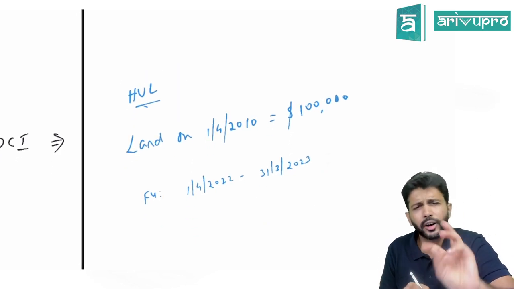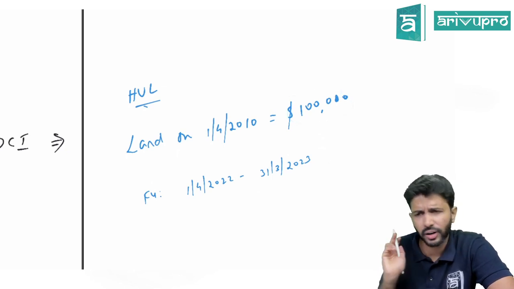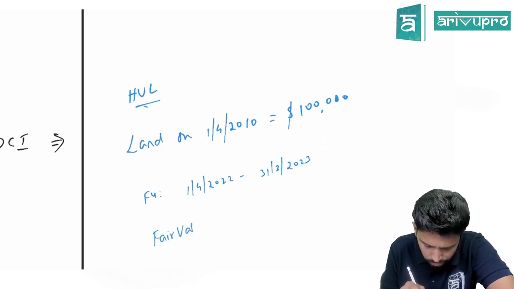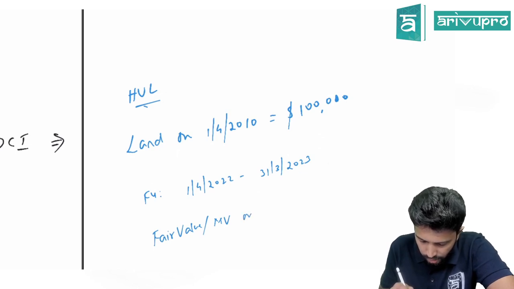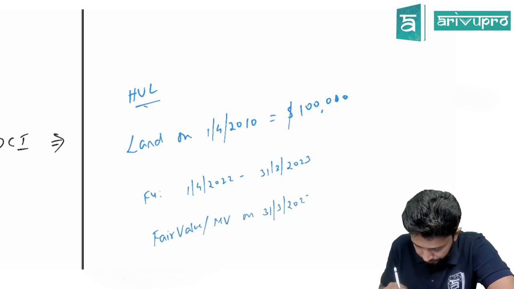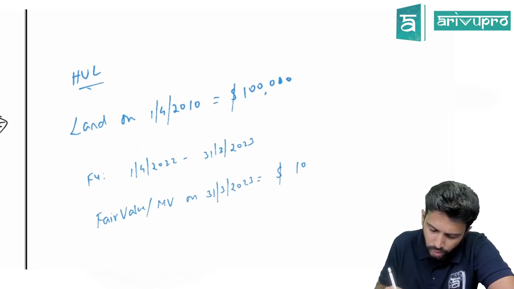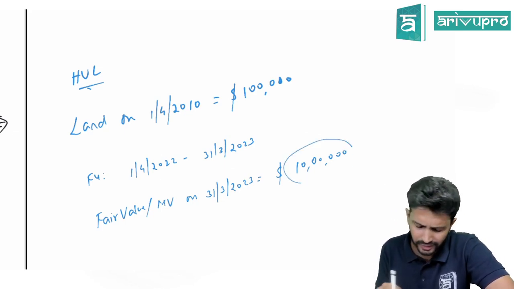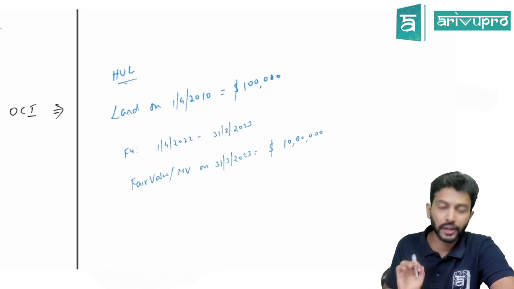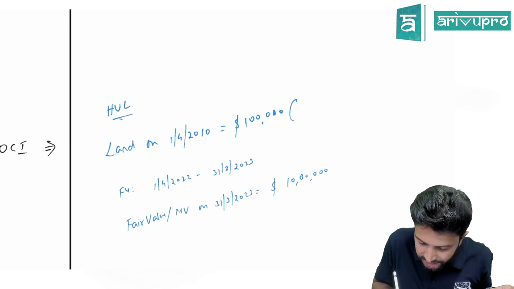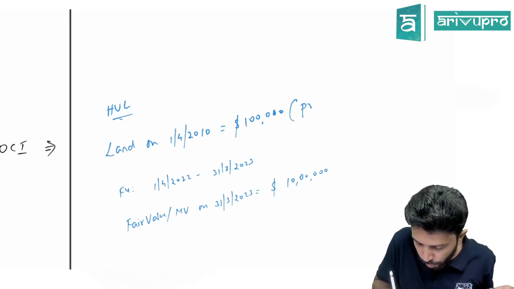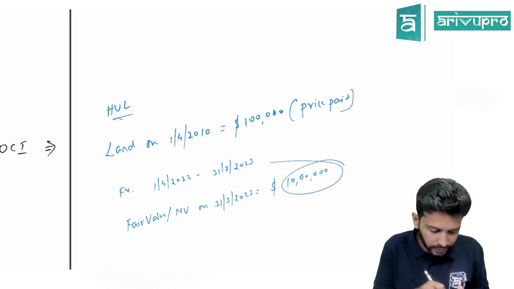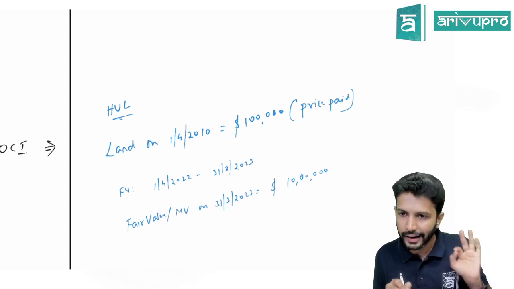This HUL company did a quick market survey. They have bought this land for $100,000. What is the value now? They checked. They found out that its fair value or its market value on 31st March 2023 has increased, sir. It has become 1 million. In the Indian scenario, we call it 10 lakhs. Fair enough so far? How much is the price paid? How much did HUL pay to buy this land? $100,000. But the current value of that land is $1 million or 10 lakh.